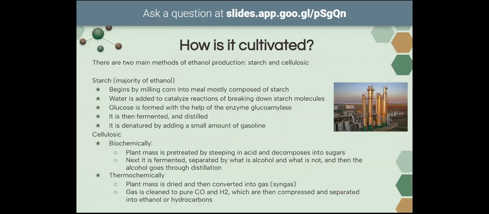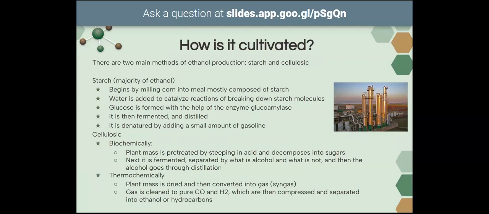So, how is it cultivated? There are two main methods of ethanol production, which are starch and cellulosic. Starch is the majority of ethanol production. This makes up around 85% of ethanol production.